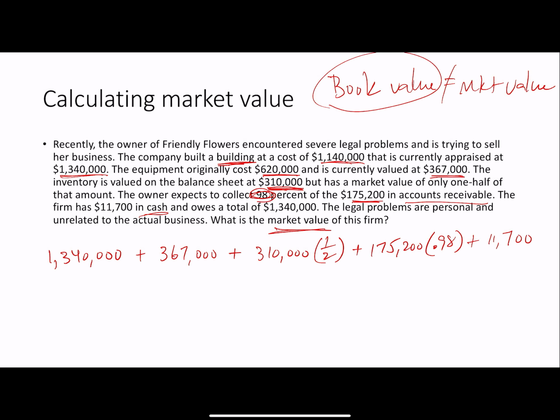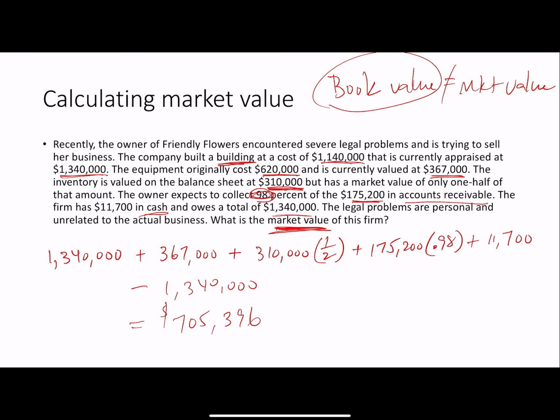But the market value of equity takes the market value of assets and subtracts out what is owed in terms of debt. So we subtract out $1,340,000, and that gives us our market value of equity, which is $705,396.